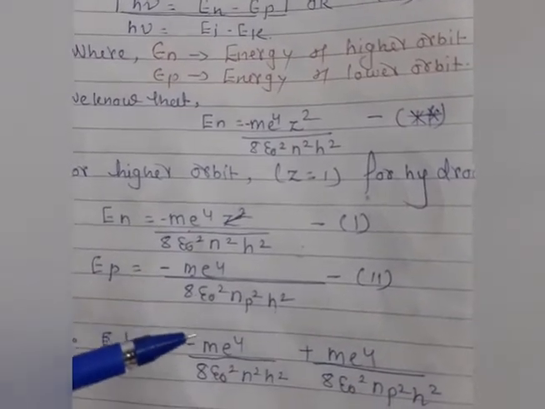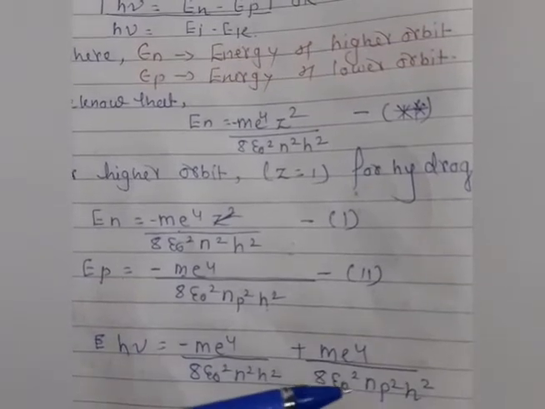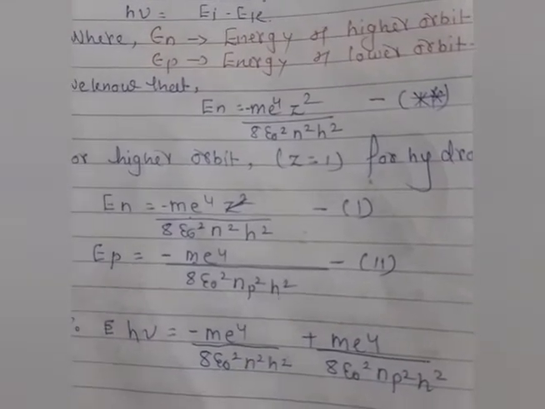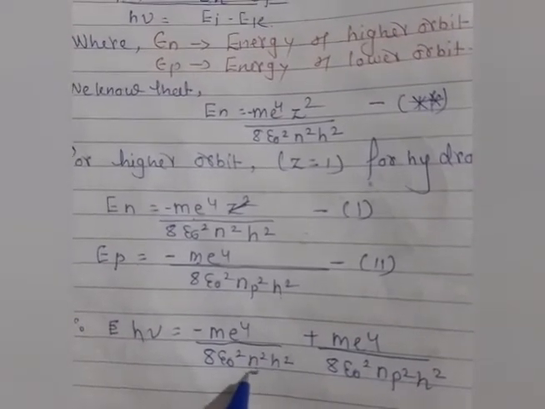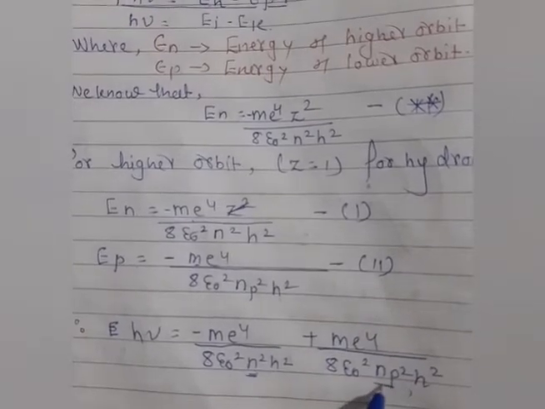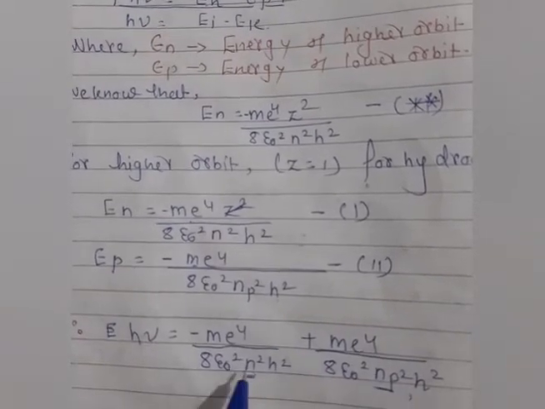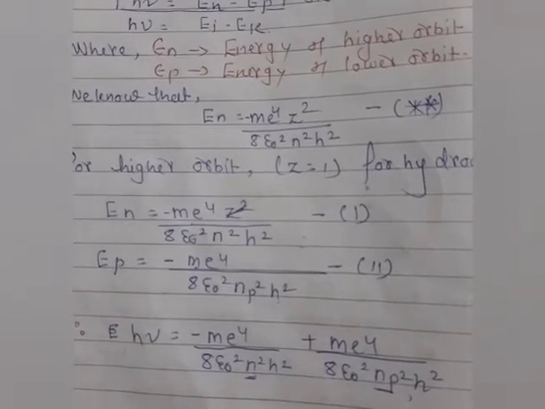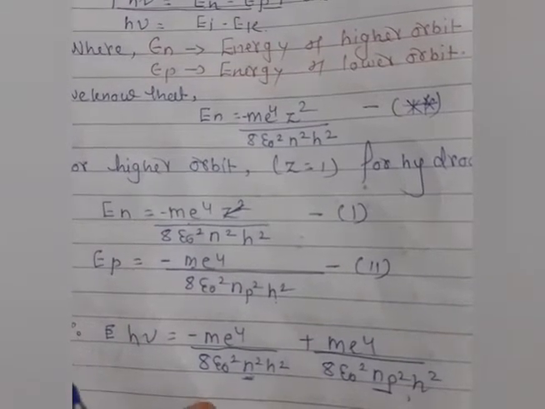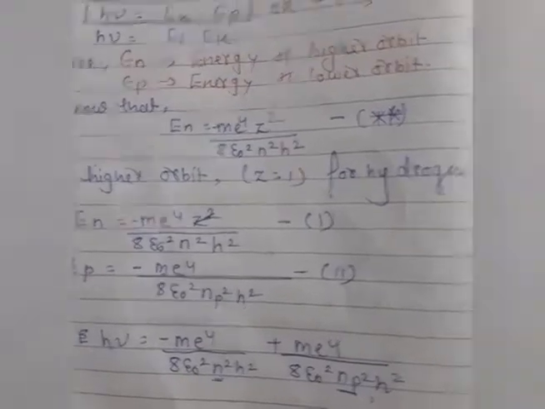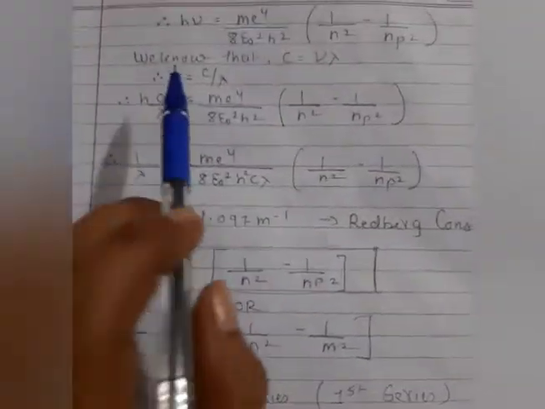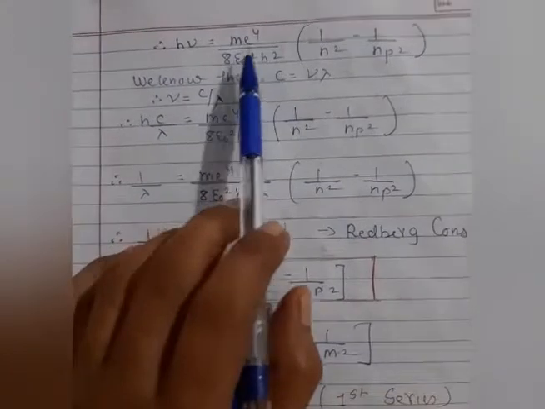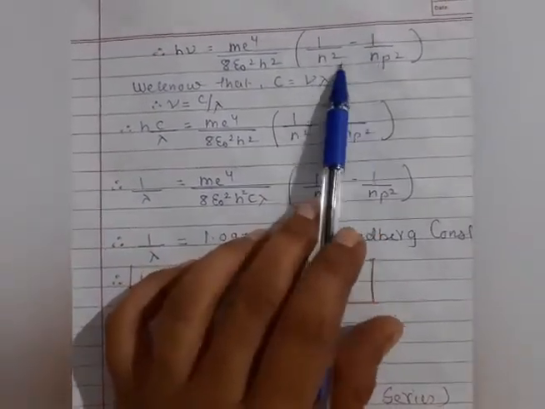Then, students, as you can see here, the 8 is constant. What will not be constant? The values of n square and np square are not constant because they are different orbits, and all other values are constant here. So we can take all the constant values to one side, and we take the orbit values in brackets. Here you can see the constants on one side and the nth orbit and p orbit in the bracket.